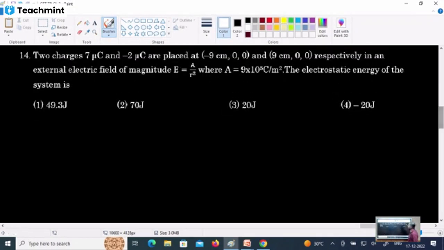Two charges, 7 microcoulomb and minus 2 microcoulomb, are placed at minus 9 centimeter comma 0 comma 0 and plus 9 centimeter comma 0 comma 0. An external electric field of magnitude E equal to A by R square, where A equals 9 into 10 to the power of 5 coulomb per meter square, exists. The electrostatic energy of the system is.